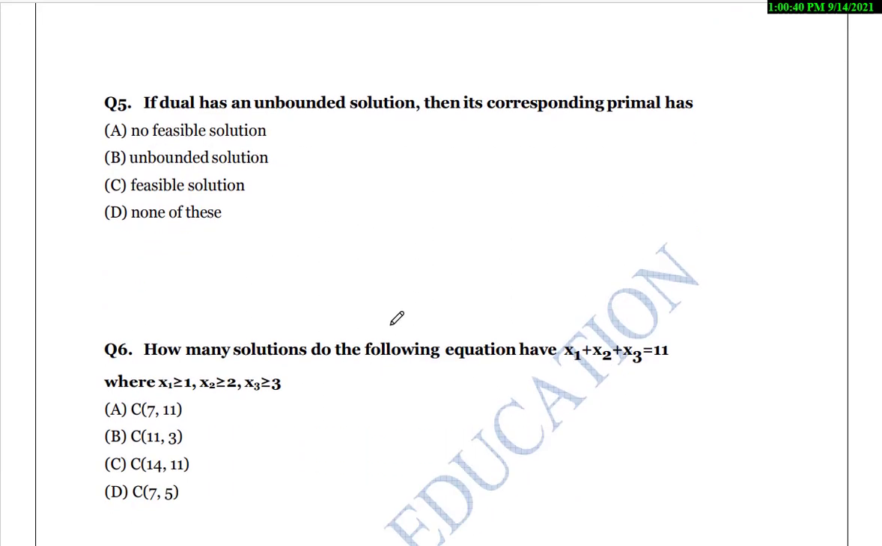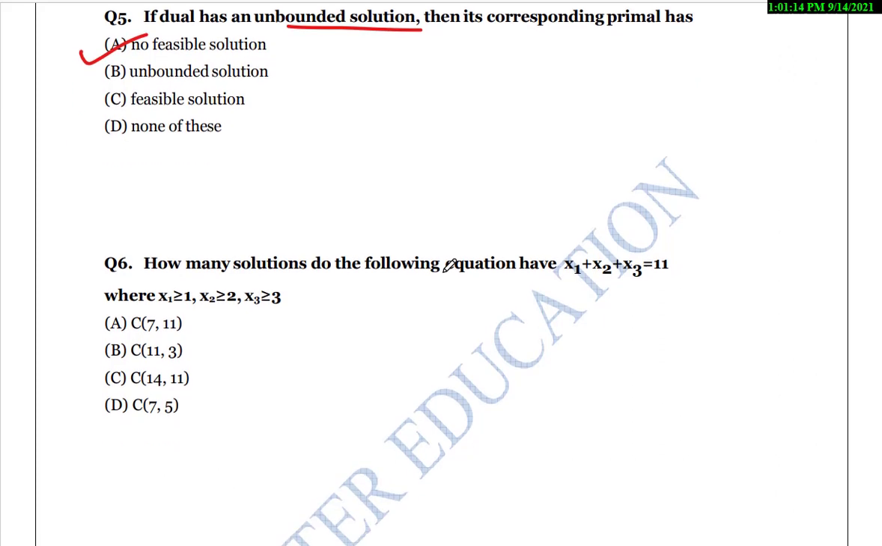If the dual has an unbounded solution, then its corresponding primal has no feasible solution. If there is a dual or primal problem with an unbounded solution, then its corresponding primal has no feasible solution at all. In the same way, if the primal has an unbounded solution, then its corresponding dual has no feasible solution. Okay, we have to remember this set of properties.